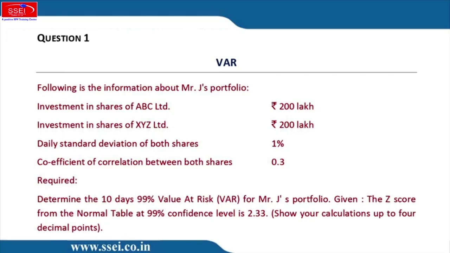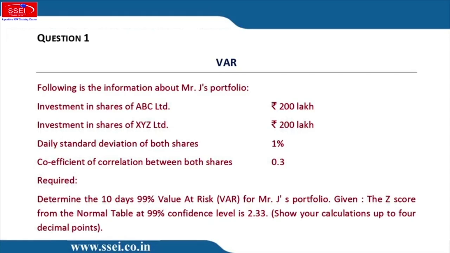So how should you do the sum? First of all, calculate the standard deviation of each stock in rupee terms. So 200 lakh into 1% is what? 2 lakhs. That is the standard deviation in rupee terms. So 2 lakh for stock ABC, 2 lakh for stock XYZ. Now apply the Markowitz formula for SD of the portfolio.